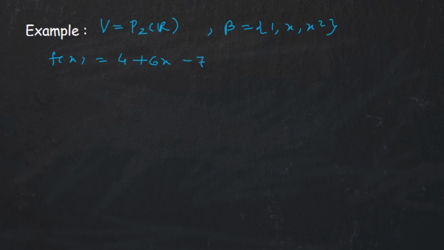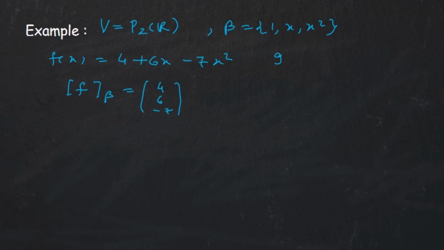Let's consider an example. We start with the vector space V equal to P2R, consisting of all polynomials with degree less than or equal to 2 with real coefficients, and an ordered basis for P2R is given by beta equal to 1, x and x squared. If we consider the polynomial f(x) equal to 4 plus 6x minus 7x squared, then the coordinate vector of f relative to the basis beta, f beta, is given by 4, 6 and minus 7.